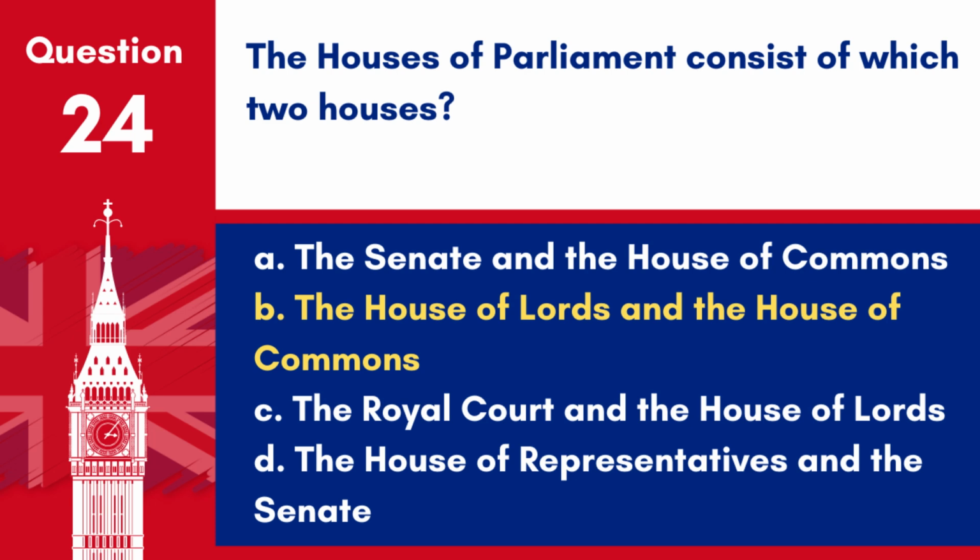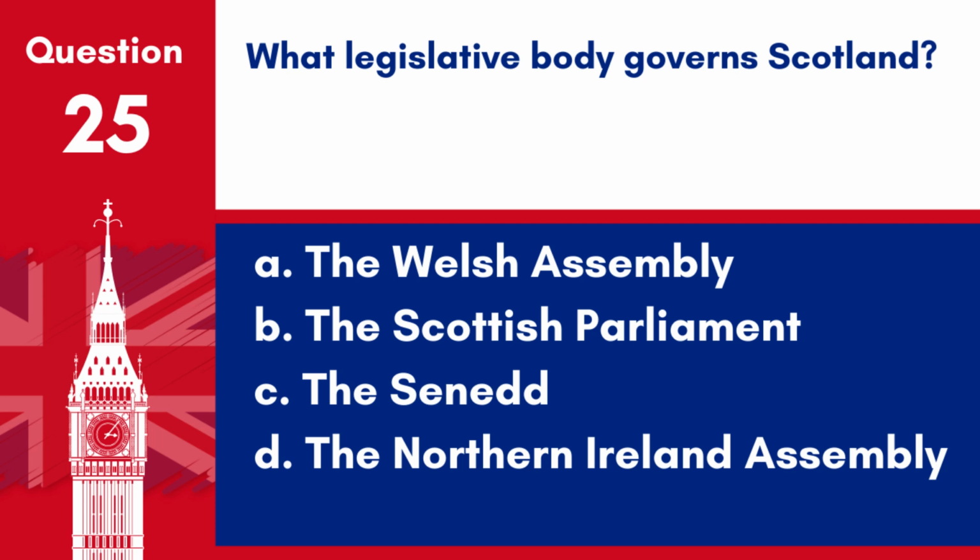Answer B. The House of Lords and the House of Commons. The UK Parliament is bicameral, consisting of the House of Lords and the House of Commons. Question 25. What legislative body governs Scotland? A. The Welsh Assembly. B. The Scottish Parliament. C. The Senedd. D. The Northern Ireland Assembly.